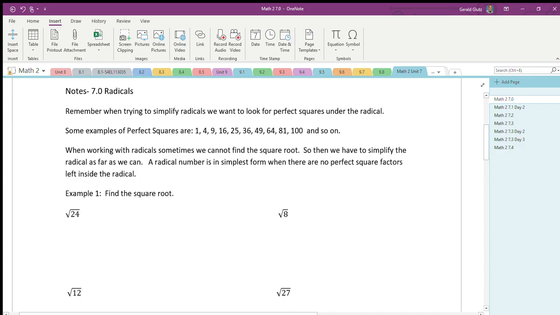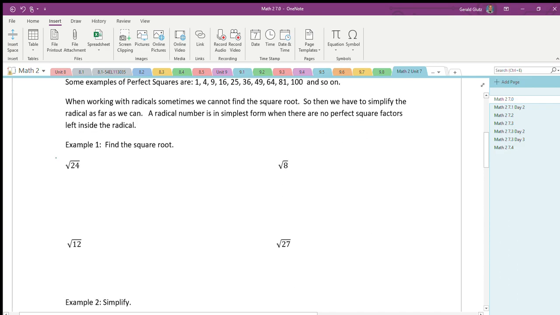So example 1, we have to simplify the square root of 24. If you remember from the very beginning of the school year, we had to find two numbers that multiply to equal 24. There are a few different choices, but I know 6 times 4. Two numbers that multiply to equal 6 are 2 times 3, and 4 is 2 times 2.